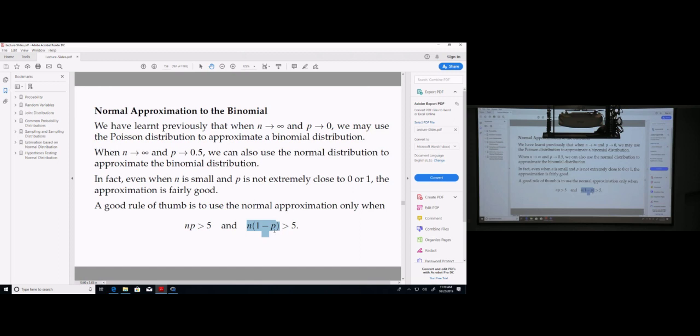Because this is the failure, all right? So the number of failures basically has to be at least 5. This is the expected number of successes, which has to be at least 5. Now, whether it is strictly bigger than 5 or bigger than or equal to 5, it is a rule of thumb, so you just take it as okay. We don't argue about that. But anyway, the point of these two conditions is to prevent p from being very small or p being very close to 1.